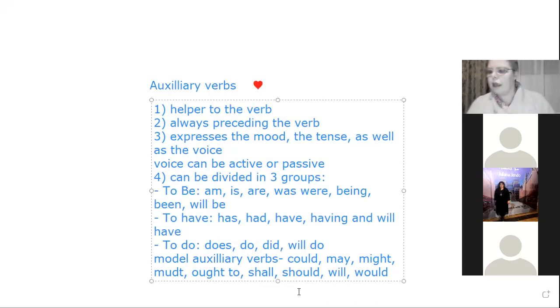Can falls in with to do. I don't see it here on the list, but can falls in with to do. Can is a very, very important auxiliary verb. Now, we can or we may.